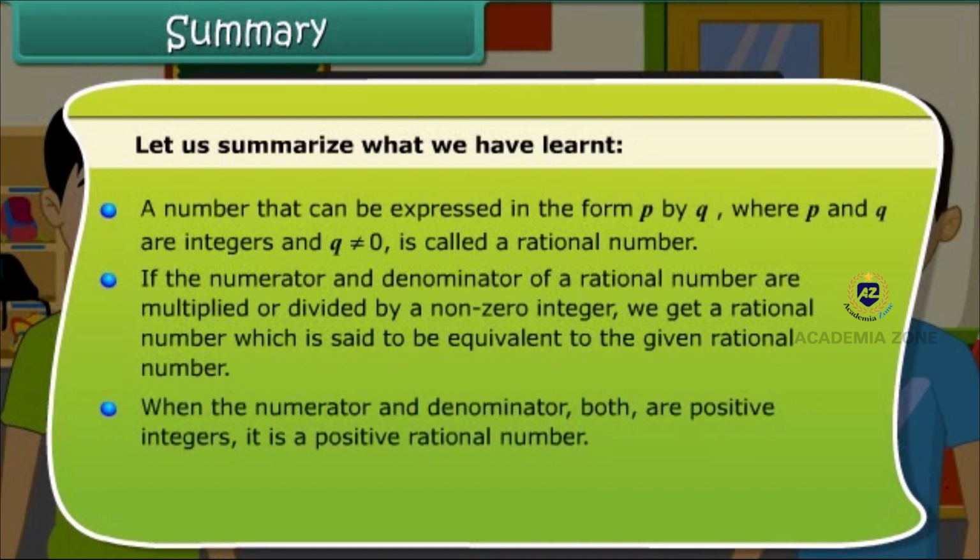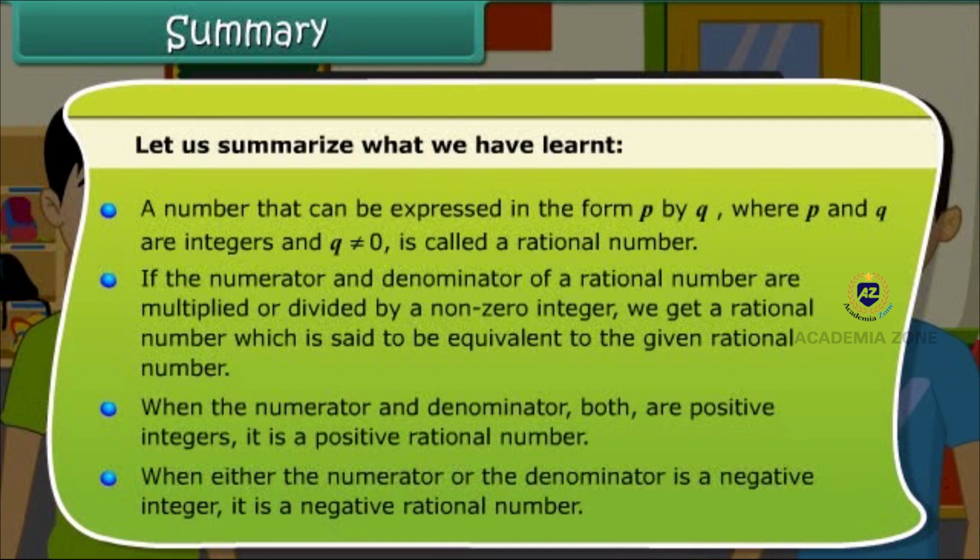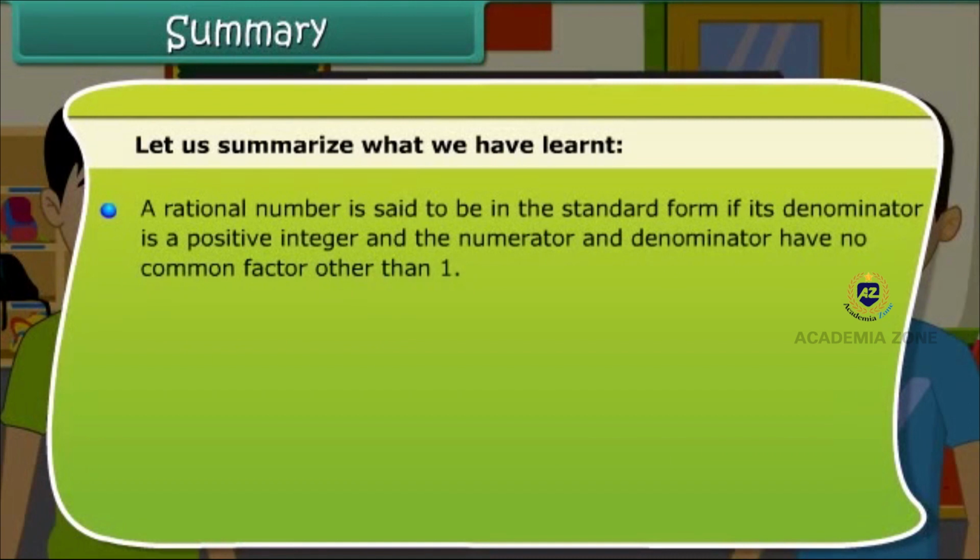When the numerator and denominator both are positive integers, it is a positive rational number. When either the numerator or the denominator is a negative integer, it is a negative rational number. A rational number is said to be in the standard form if its denominator is a positive integer and the numerator and denominator have no common factor other than 1.